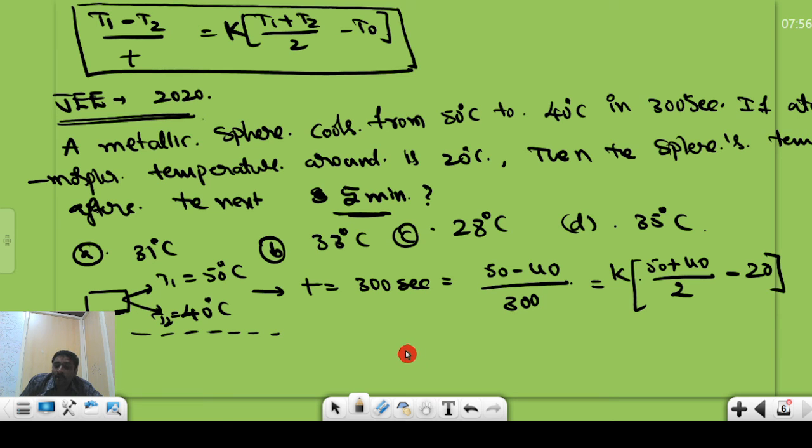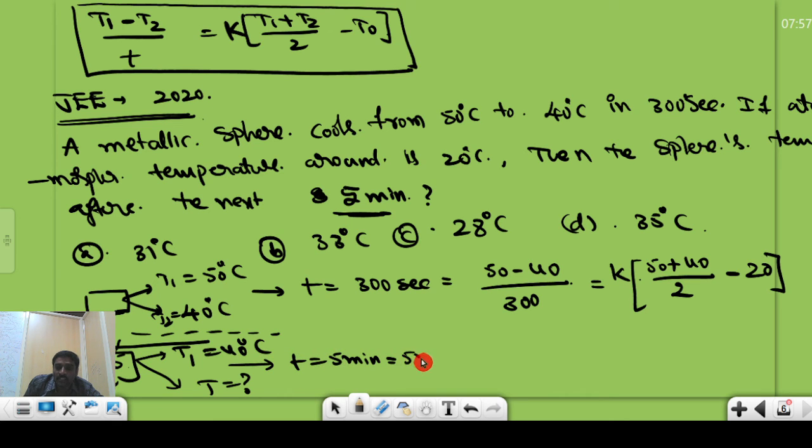Now again the same, after 5 minutes they are asking. What is the initial temperature of the body? The body is at a temperature T1 equal to 40 degrees centigrade. It will attain another temperature T, which is the question mark. The time taken is 5 minutes. 5 minutes means 5 into 60 is equal to 300 seconds. Now again apply the same formula.